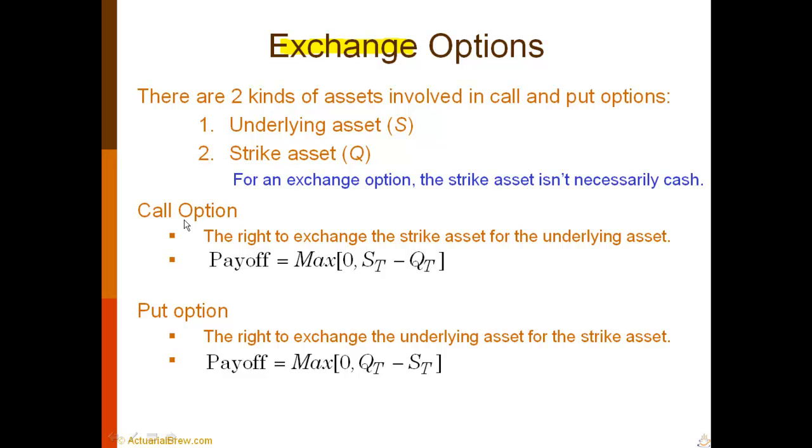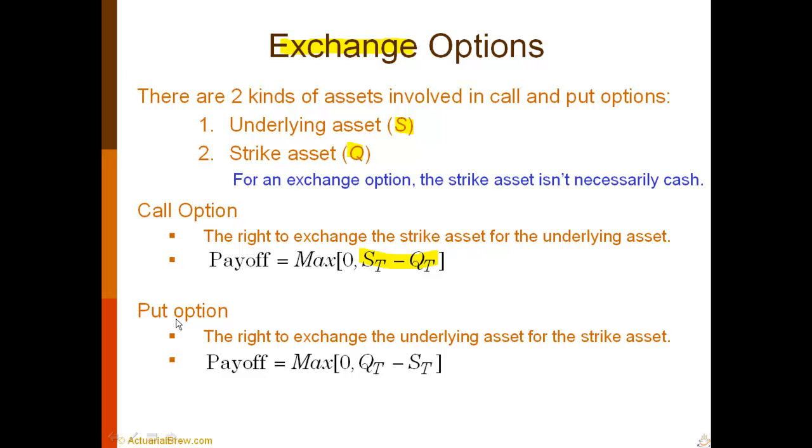If we have an exchange call option, then we have the right to exchange the strike asset for the underlying asset. Or, said differently, we have the right to give up the strike asset and get the underlying asset. Now, as before, we're using S to denote the underlying asset, but we're now using Q to denote the value of the strike asset. And if that value is less than the value of the underlying asset, then the call option is going to have a payoff of the excess of the value of the underlying asset over the value of the strike asset.